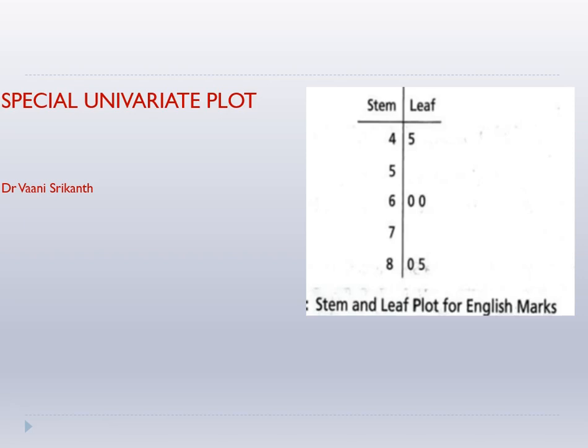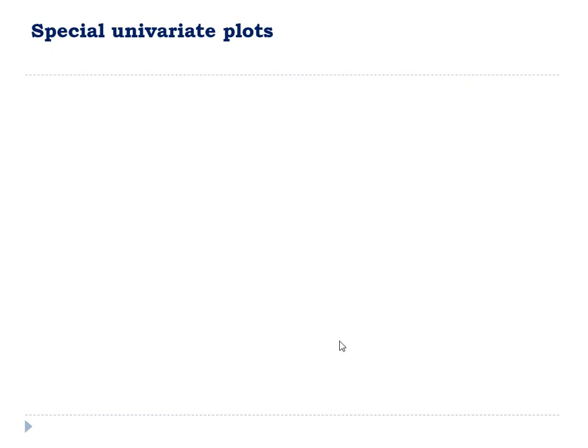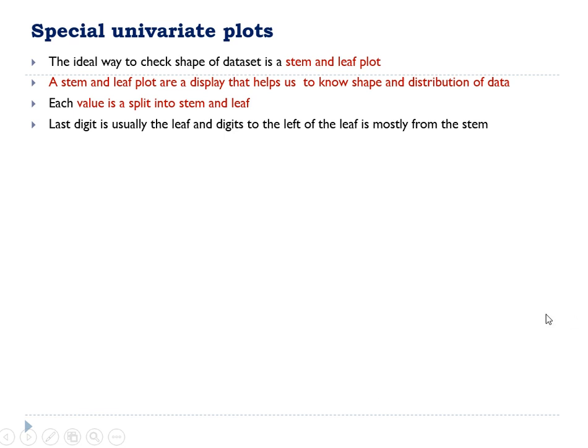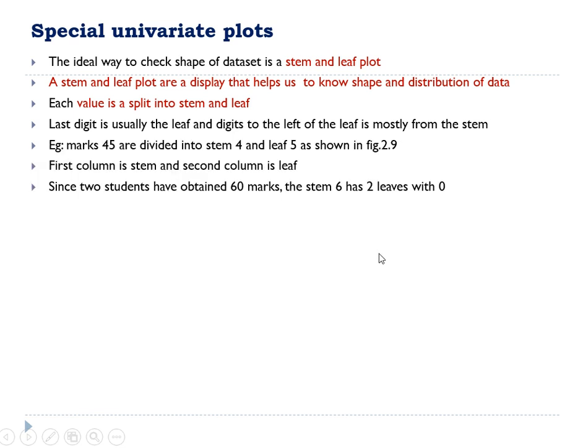This is Vaani. Today we'll discuss special univariate plots. Special univariate plots are an ideal way of checking the shape of your data, and we do this using the stem and leaf plot. A stem and leaf plot is a display that helps us know the shape of the data and what the distribution of data is.